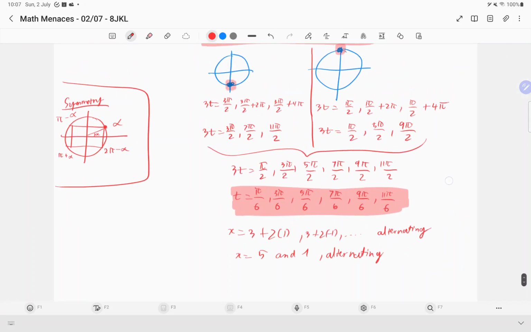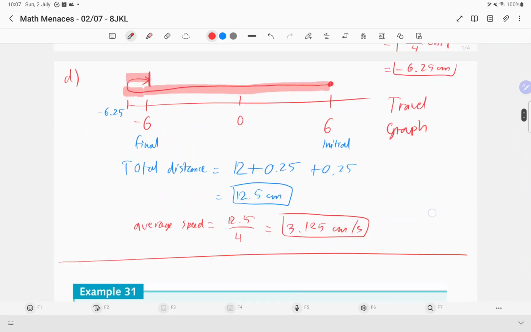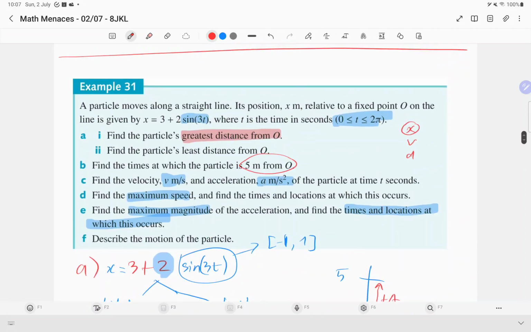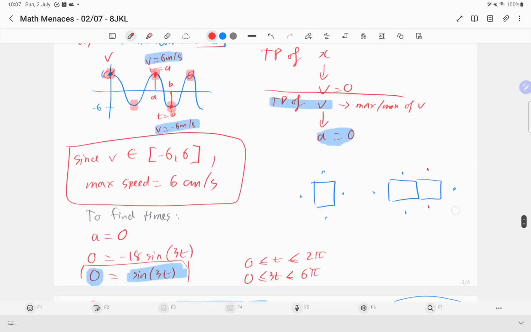And then describe the motion of the particle. Just looking at the position, it goes from 1 to 5. It's just alternating between 1 and 5. And how many times does it do that? 3 cycles. And where does it start? When you sub t equals 0, it starts at sine 0, which is at 3. So it starts at 3 and moves between 1 and 5 3 times. Or oscillates, fancy word, oscillates between x equals 5 and x equals 1 3 times.